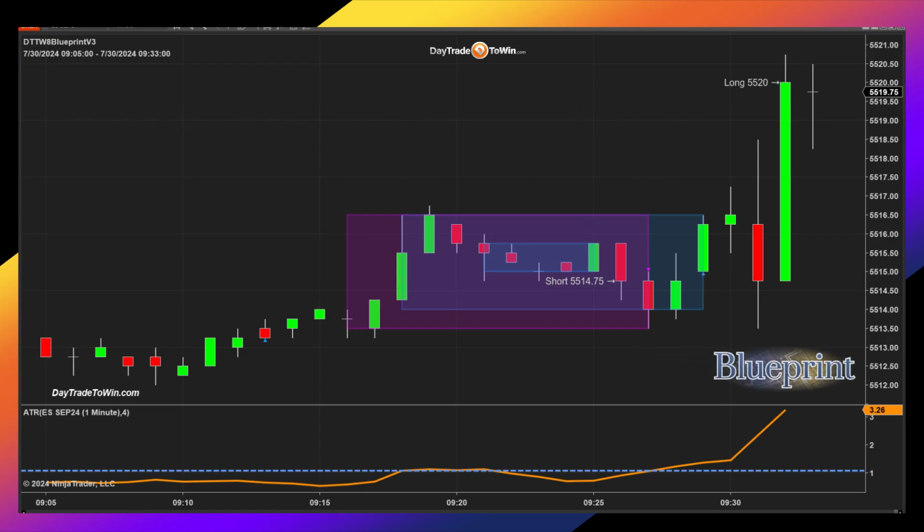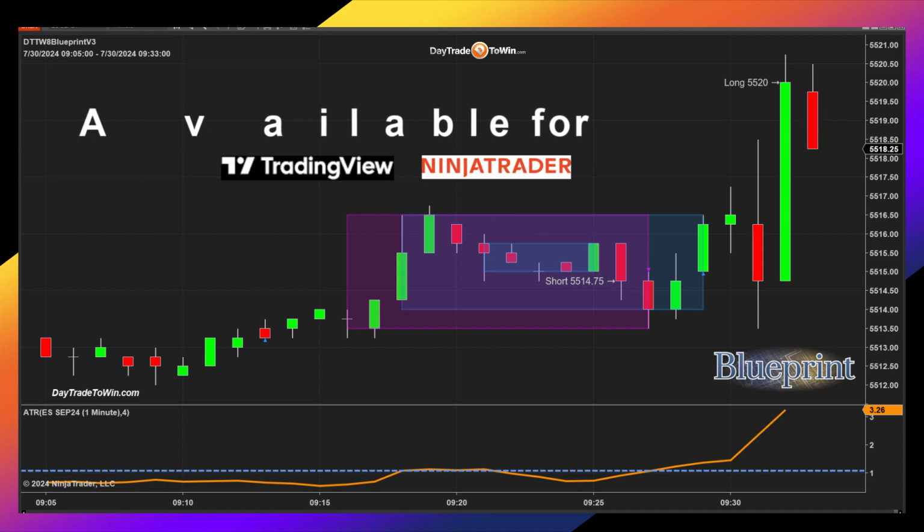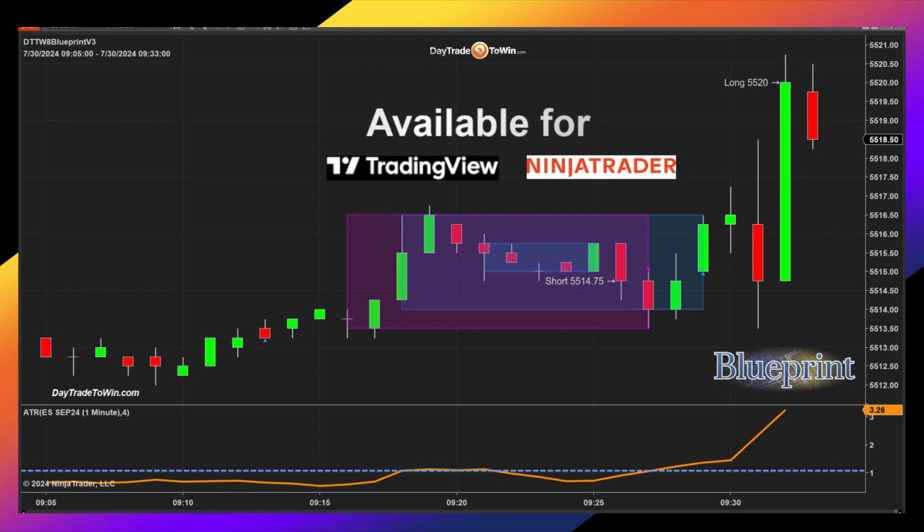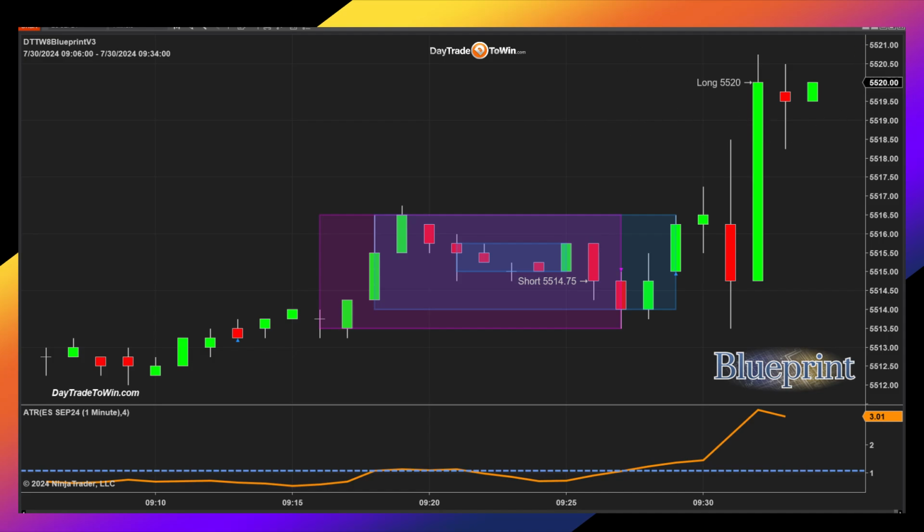Now the blueprint software is what I'm using on the chart. Now the blueprint is available for NinjaTrader as well as TradingView. It creates these shaded areas, and really the idea is to break out once we have the market moving either above or below these shaded areas.